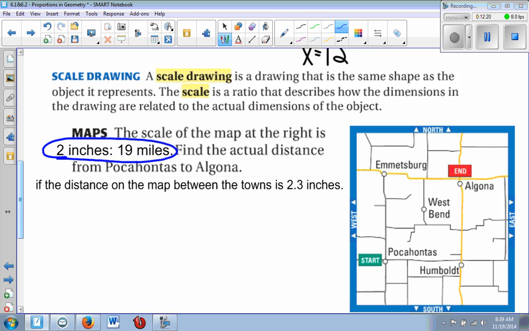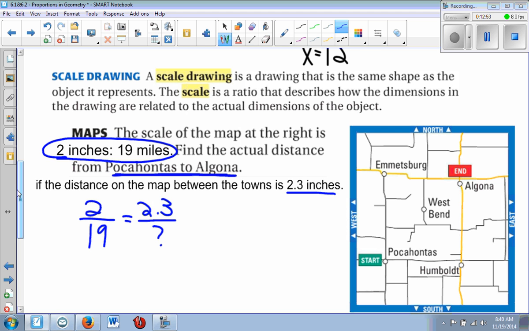Most maps say every centimeter is 10 miles or 2 centimeters is 15 miles, something like that. So you can usually find those in the bottom left or right corner of the map or the scale. So this says I want to know the distance between these 2 towns. If on this picture I laid a ruler down, it was 2.3 inches. So all we're going to do is write down a proportion. So 2 inches makes 19 miles. And we're going to do 2.3 inches is how many miles?